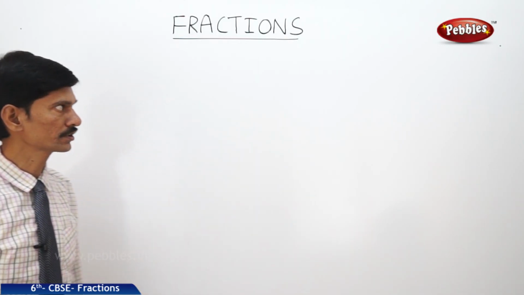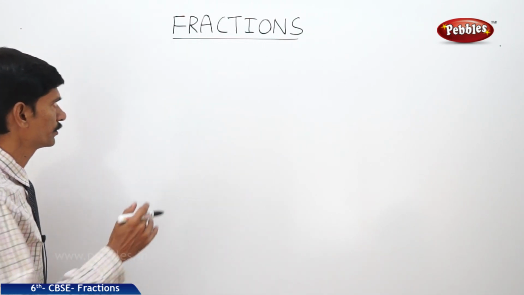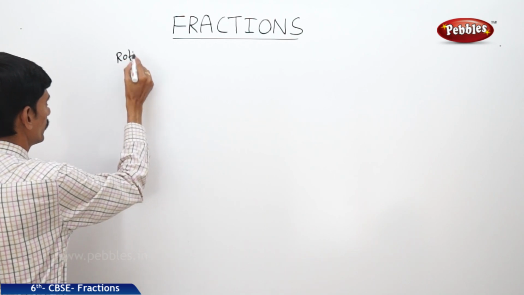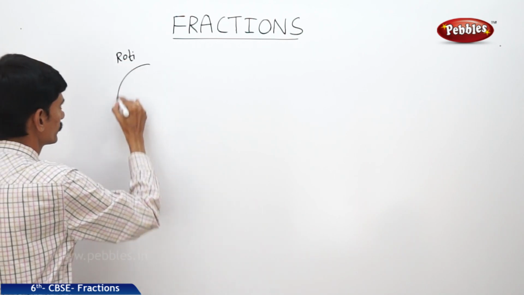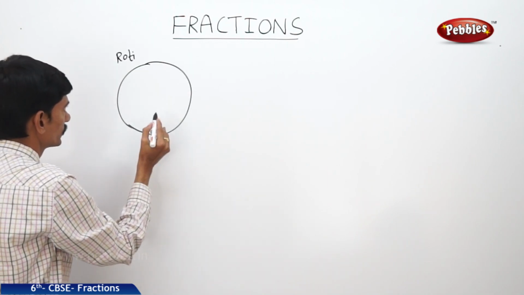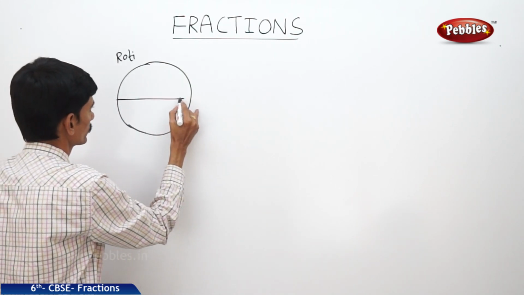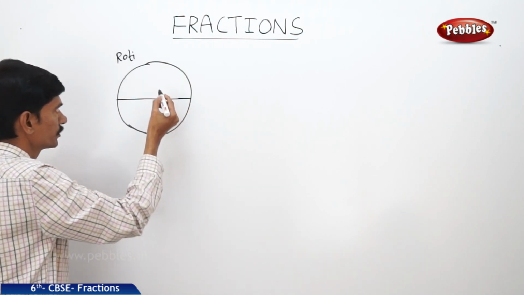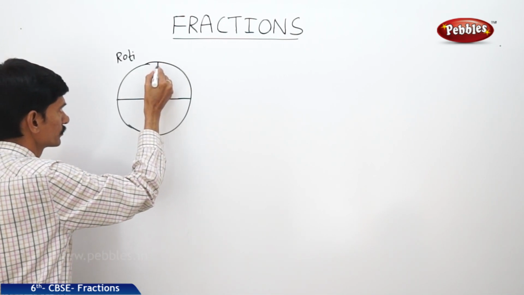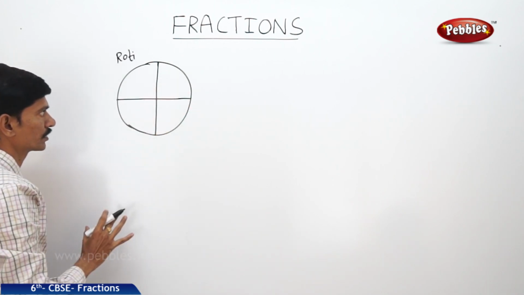Now let us start the next chapter, fractions. Now what is a fraction? For example, if you take a roti of circular shape, now if you divide the roti into two halves, and again if you divide each half into two halves, so now there are four equal parts in the roti.